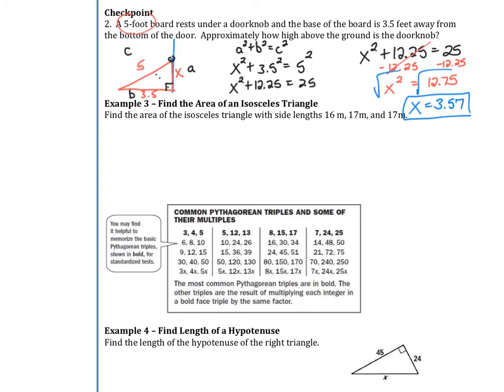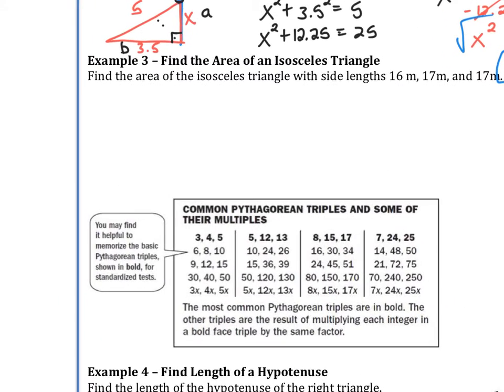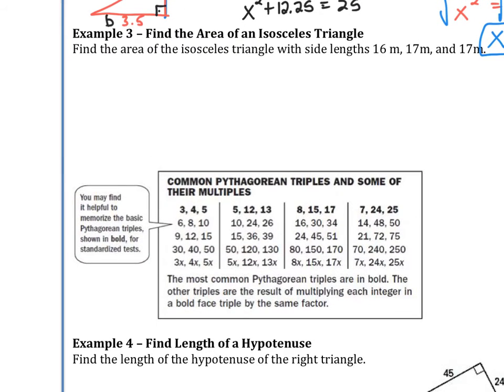Okay, example 3, find the area of an isosceles triangle. We're going to find the area of an isosceles triangle with side lengths of 16, 17, and 17. An isosceles triangle means two sides are the same, and we'll call our base 16. The area of a triangle is area equals 1/2 times base times height. Right now, the base is 16. We do know that. We have to find out what the height is.